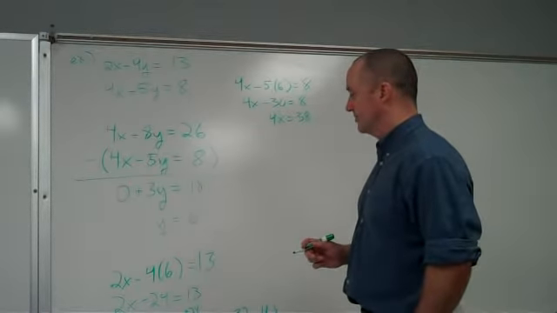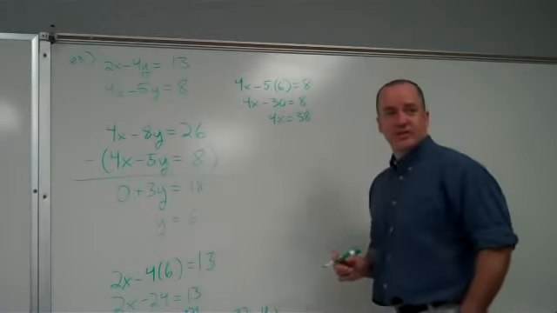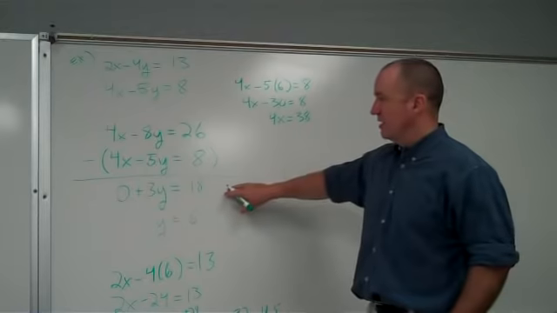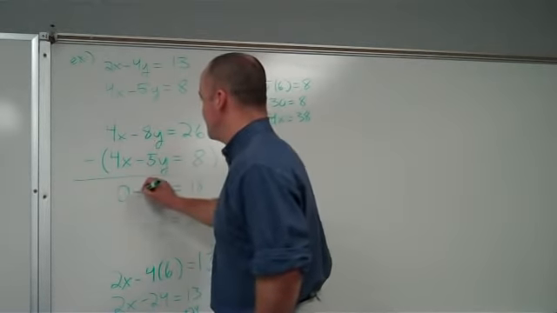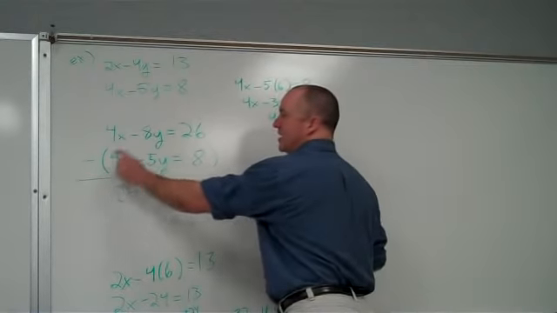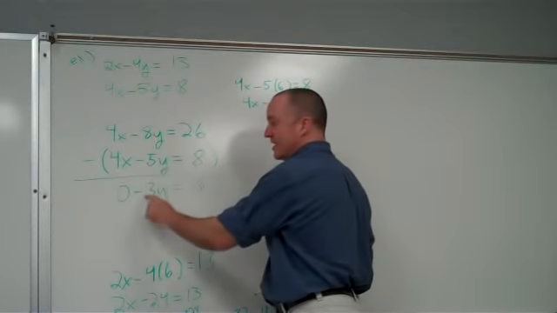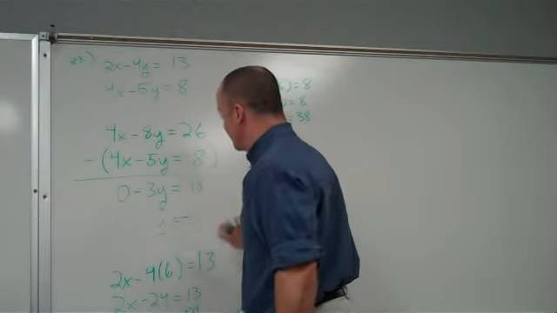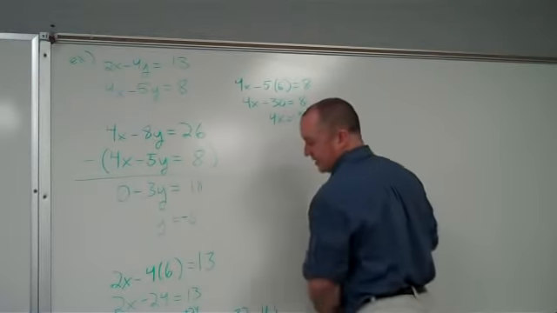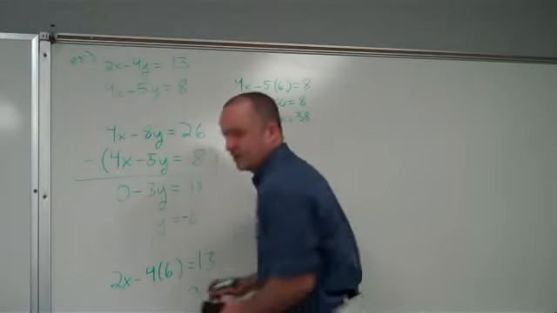Hold on. 26 minus 6 is 18. It's -3. Where are we at? Minus 8y plus 5y is -3y. So when I divide both sides by -3, this becomes -6. Okay? Which means we won't get a fraction?